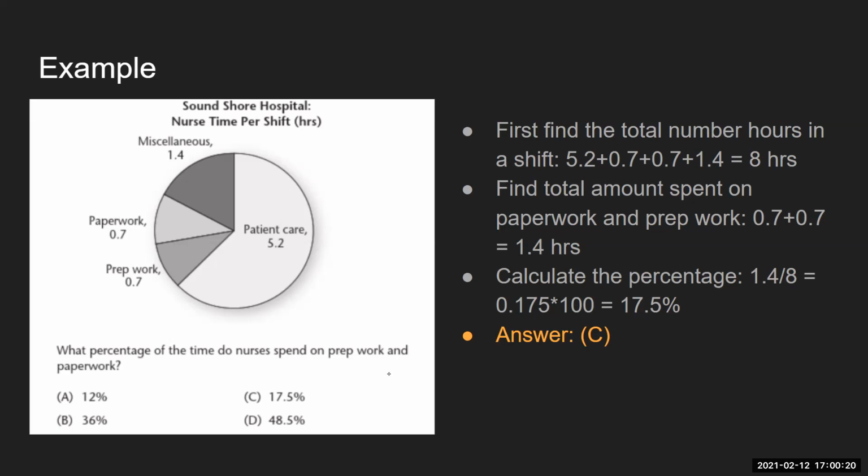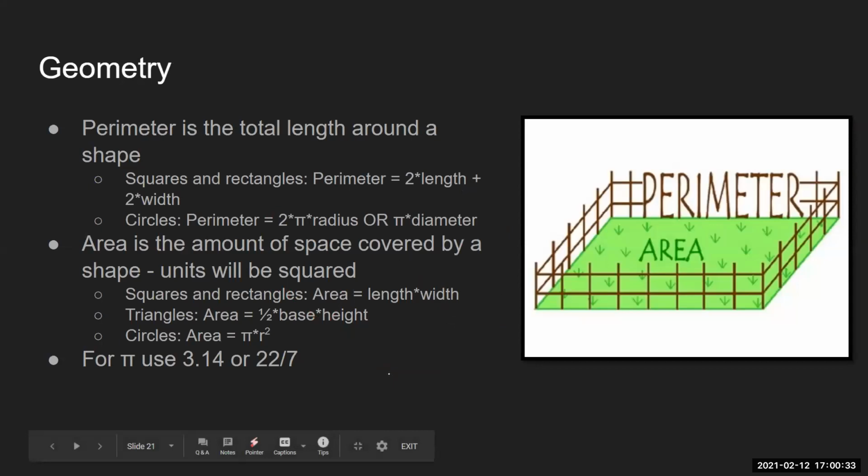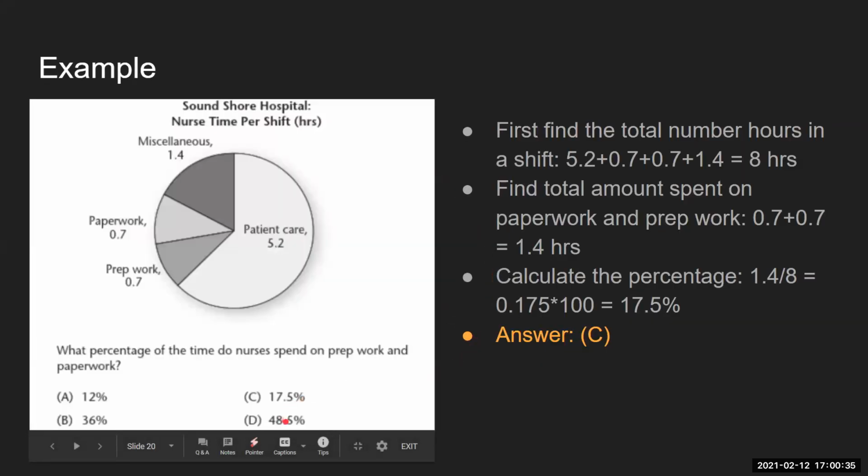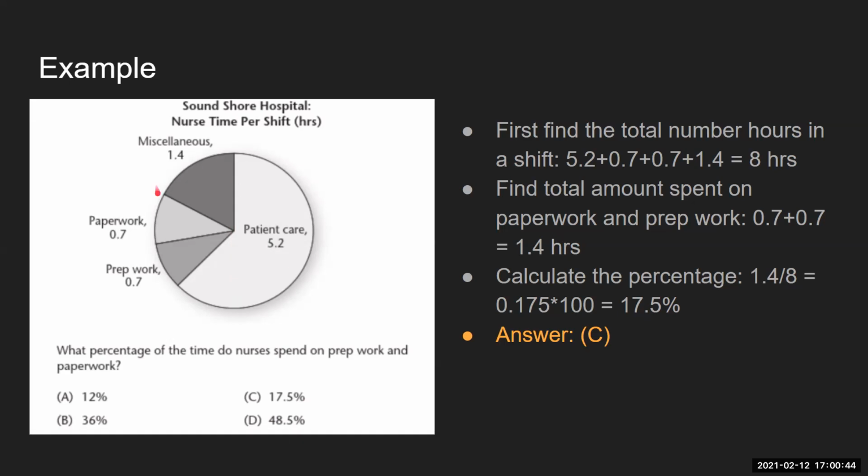This is another one where, if you freeze up and you're not really sure how to start, you can always look at the answers. Look at 48.5 here. 48.5% of a circle is going to be close to almost half the circle. If we look at paperwork and prep work, it's not even close to half. So obviously we know it's not 48.5.